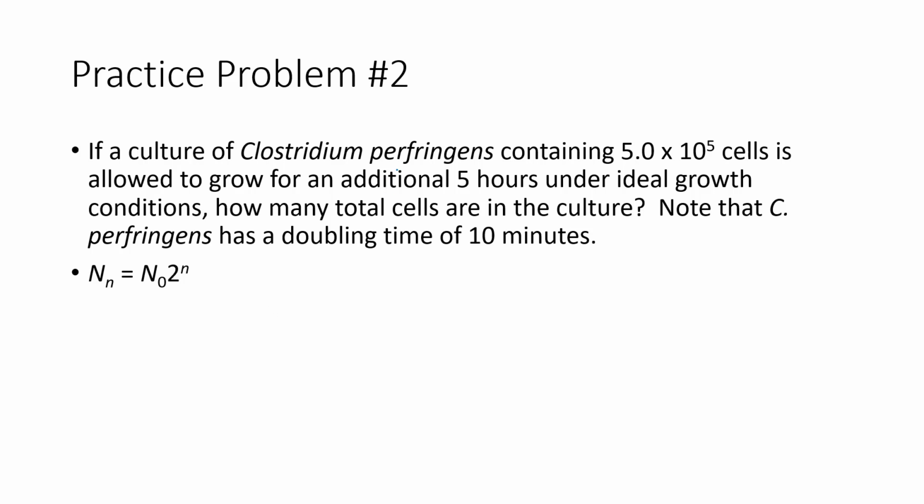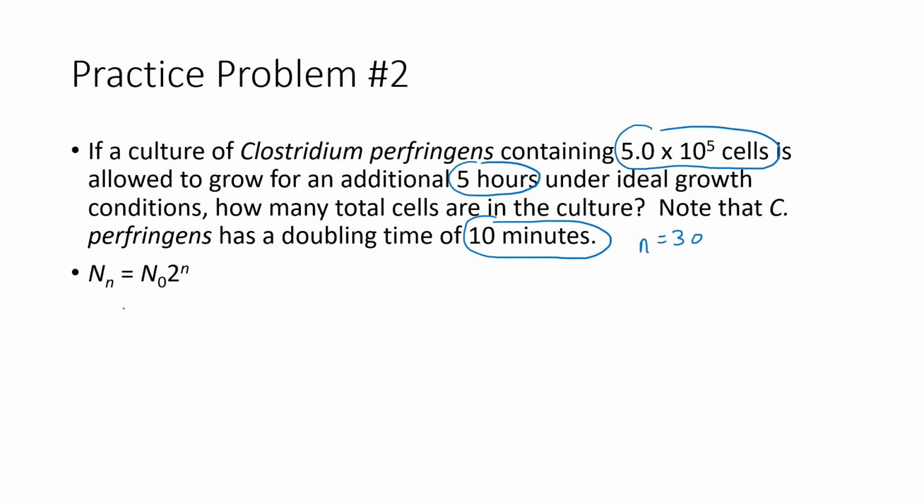So we've got Clostridium perfringens with an N naught of 5 times 10 to the 5th cells. And you're incubating it for an additional 5 hours, and I'm telling you in this case that the doubling time is 10 minutes. Any other organism other than E. coli, I would give you the doubling time. So that means the doubling time of 10 minutes, that's 6 generations per hour times 5 hours, so the number of generations is 30.